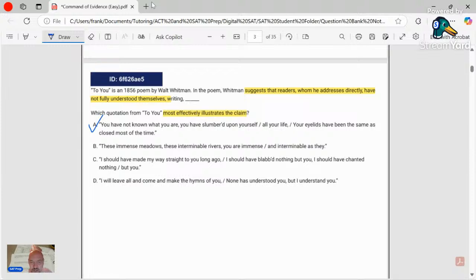B, the immense meadows, these interminable rivers. You are immense and interminable as they. I know this is about telling someone that they're great like the rivers. It is directly addressing someone, but it is not saying you don't fully understand. C, "I should have made my way straight to you long ago. I should have blabbed nothing but you." This is about what Walt should have done, not saying that you don't know yourself. D, "I will leave all and come and make the hymns of you. None has understood you, but I understand you." That's kind of the opposite. The writer understands the person being directly addressed. So not knowing yourself, A is the answer.